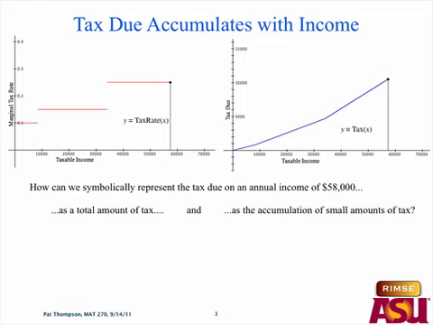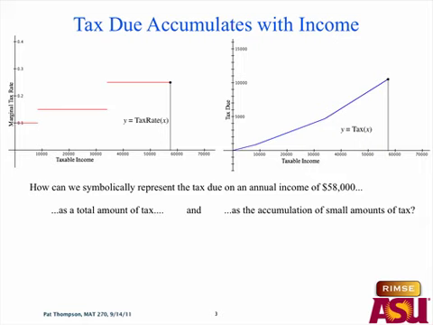Okay? We can think of it as the total amount of tax that's owed, and that would be like going to the tax table, finding $58,000 and getting the value of tax that you owe. Or we can think about it as an accumulation of small amounts as the whole year goes by. So let's start by how can we represent, given our functions and given our visualization of that, that total tax due, like as a lump sum, as a total amount of tax? How can we represent it using what we've got?